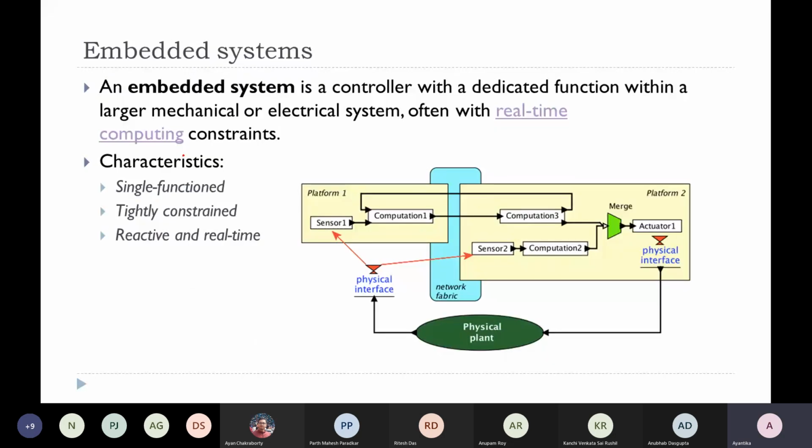Before that, maybe this is also a repetition for those who have done embedded system or embedded software related courses. But for a general introduction, an embedded system is basically a controller with a dedicated function within a larger mechanical or electrical system. Now you can think about this Google nanoparticle or that wearable band, whatever we have mentioned. That band you can think of as a whole system. Inside that, you have some computation unit, and some sensor is giving input.